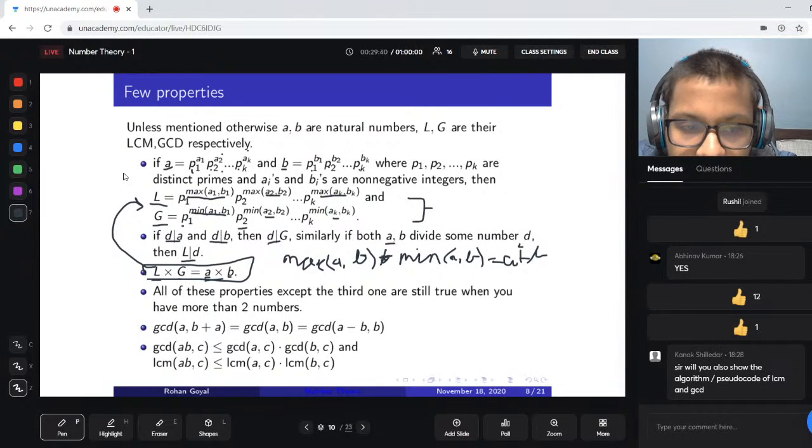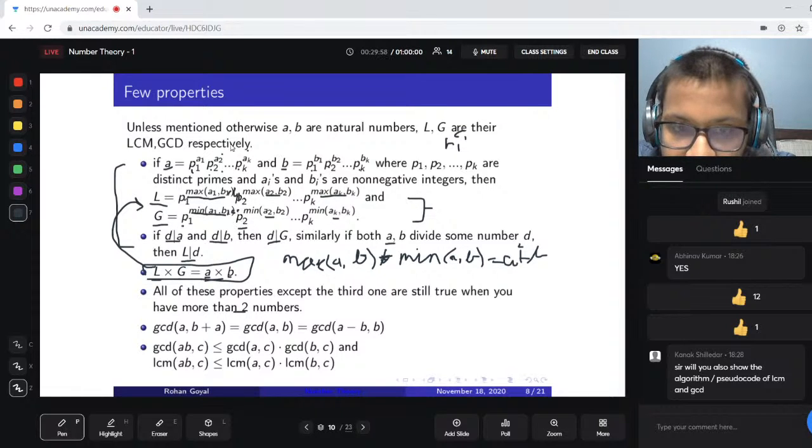See, obviously, this result and this result is also true for more than two numbers. So if there was a third number with P1 to the C1, here I would just add a C1. Here also I'll just add a C1 and so on.